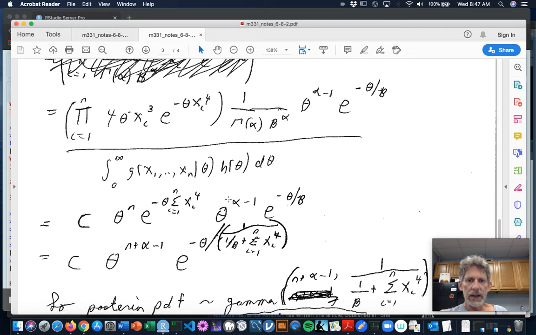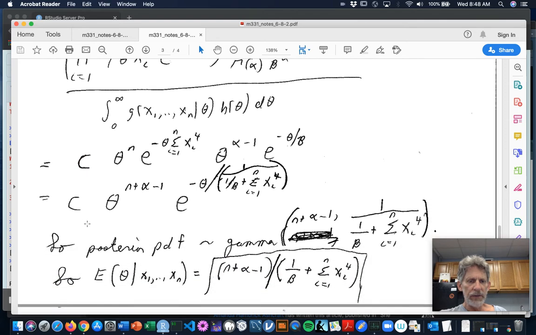Okay. Where do I see some other thetas? Yes, there's one here, so I made sure to get it written down, and one here. Okay, and nothing else depends on theta. I call everything else a c. And I combine as best I can. I see that there's n plus alpha minus 1 thetas.